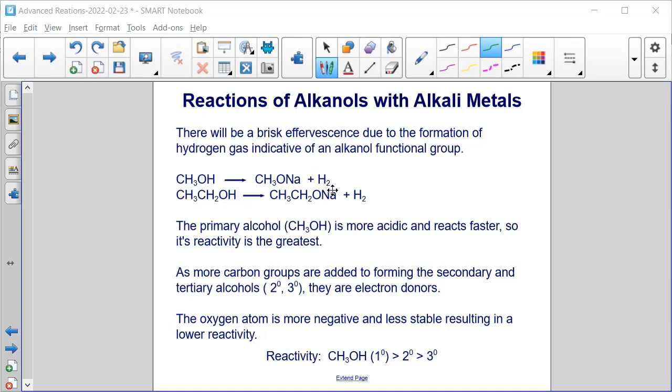So the primary alcohol, CH3OH, is more acidic and reacts faster, so its reactivity is the greatest. As more carbon groups are added, forming the secondary and tertiary alcohols, they are electron donors. The oxygen atom is more negative and less stable, resulting in a lower reactivity. So primary alcohols are more reactive than secondary alcohols, which are more reactive than tertiary alcohols.